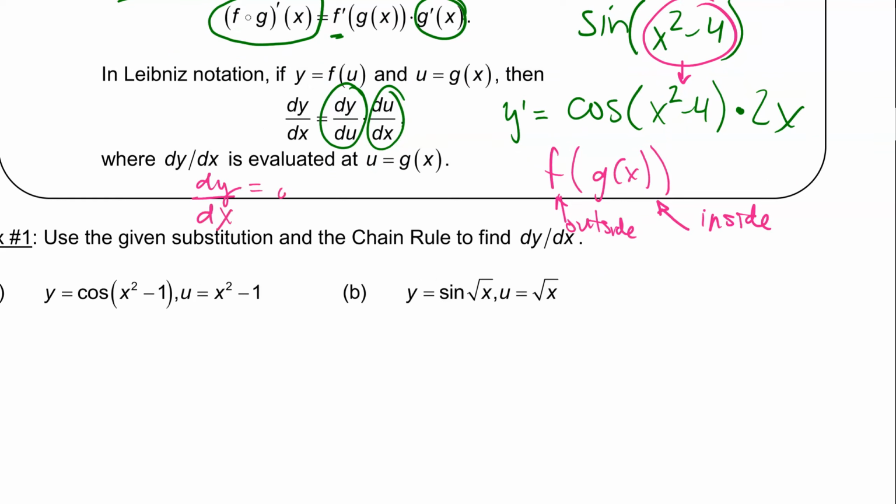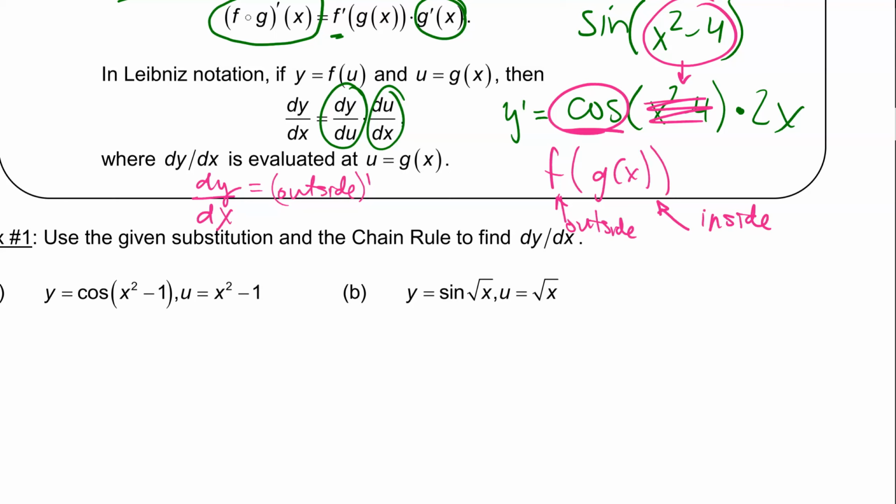So dy dx is going to be equal to the derivative of the outside function, leaving what's inside unchanged. Then I go to the next link in the chain, going inside and taking the derivative of the one that's inside. And imagine if you have three functions. I'll get to an example like that.